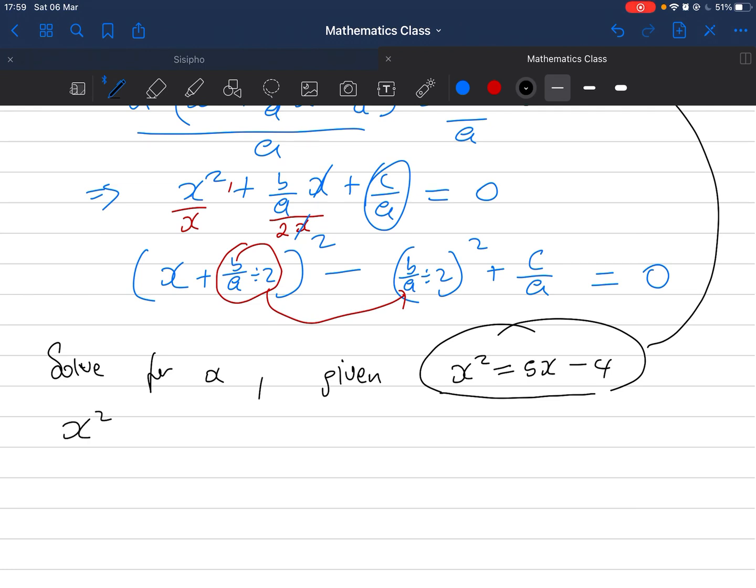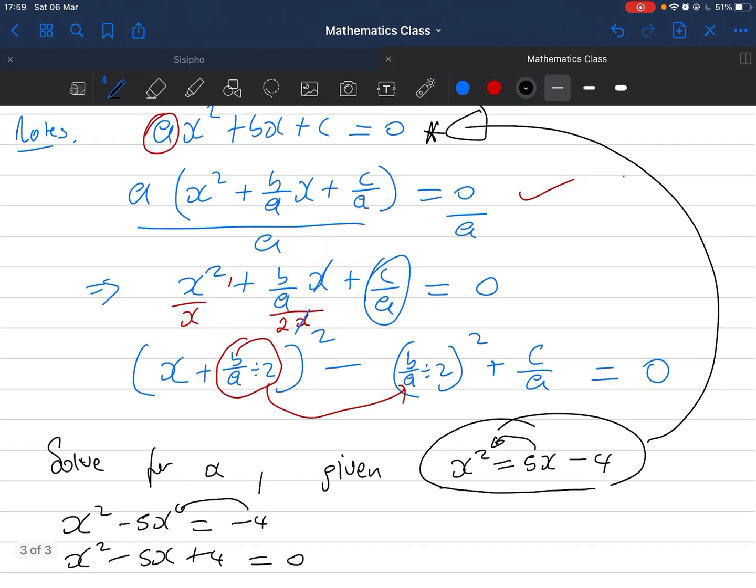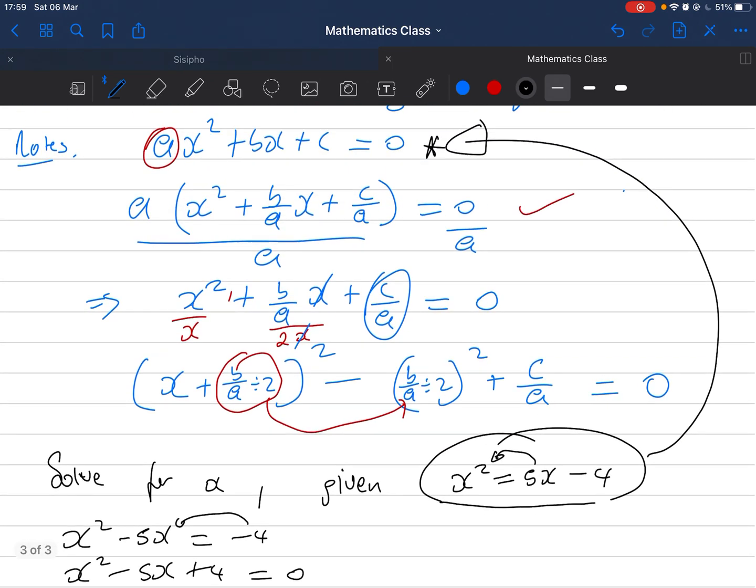So you're going to have x squared, take this, put it on the other side, it's going to be minus 5x, and then take negative 4, put it on the other side, it's going to be x squared minus 5x plus 4 equal to 0. So now you see that this is in this form, which is good. That's what you're looking for.